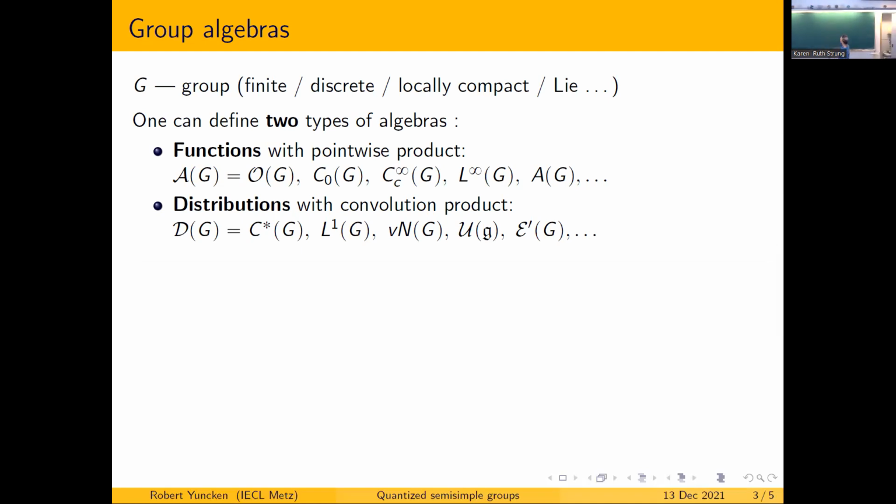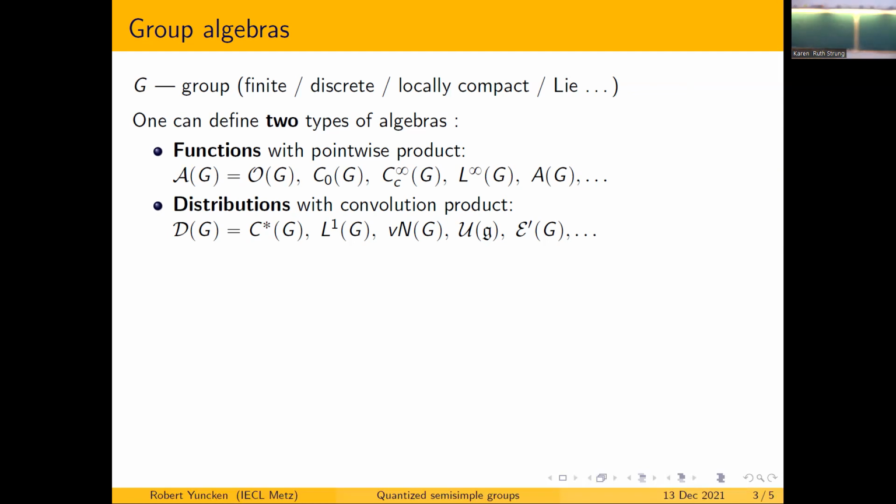And so I've given some examples here: C0 of G, L infinity G, the Fourier algebra A of G. Okay, probably name some others yourselves. The other type of algebra that you can make is a convolution algebra, which needs distributions, not functions. Distributions naturally convolve with each other. Your distributions might be smooth, so they might come from functions multiplied by a measure, but they will be canonically distributions, and they can be convolved in these various ways.